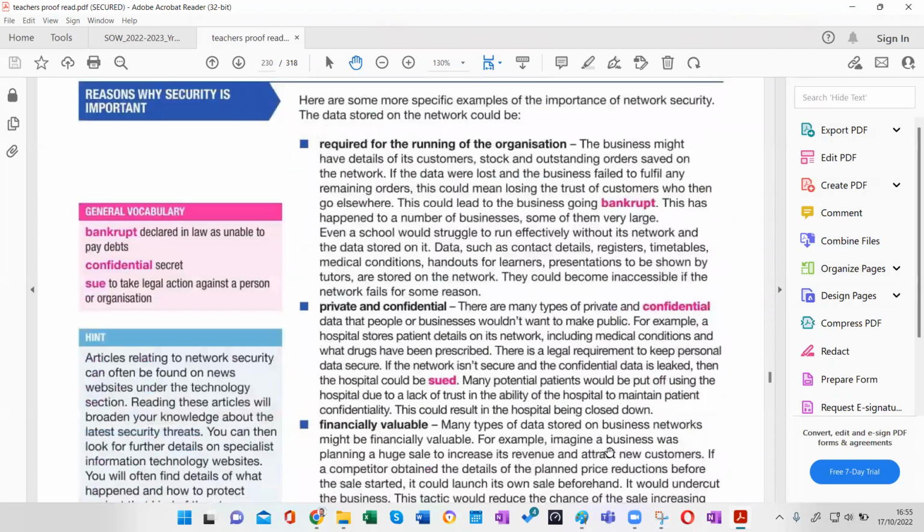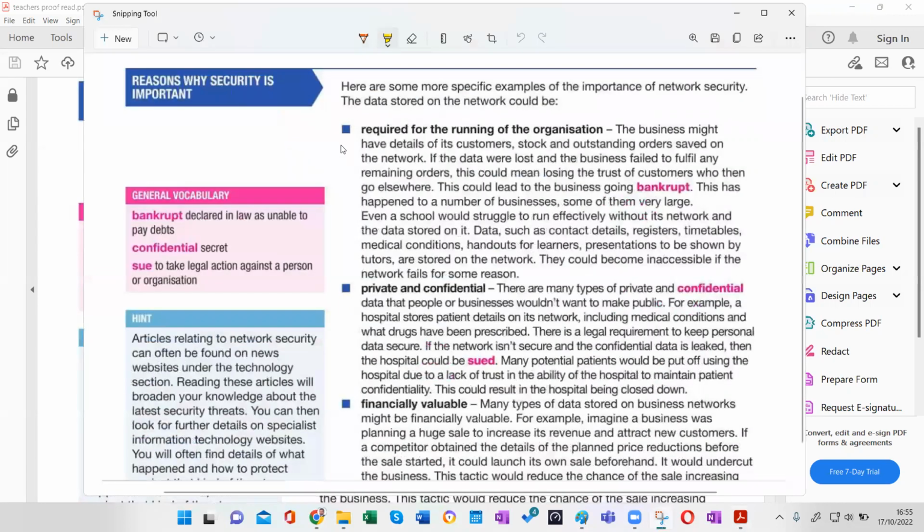Reasons why security is important. Why do you need to protect your data? Some specific examples of the importance of network security required for the running of the organization. For the smooth running of the organization, security is needed.